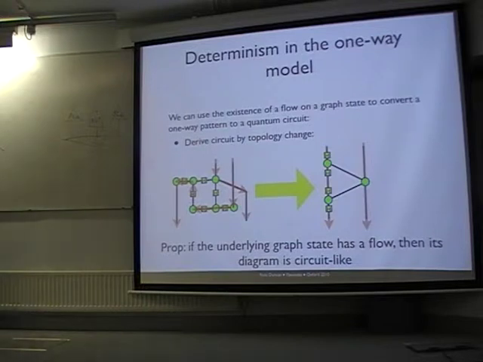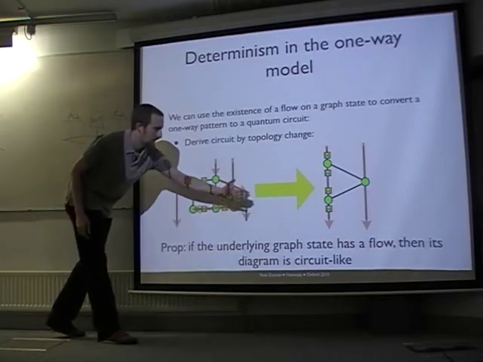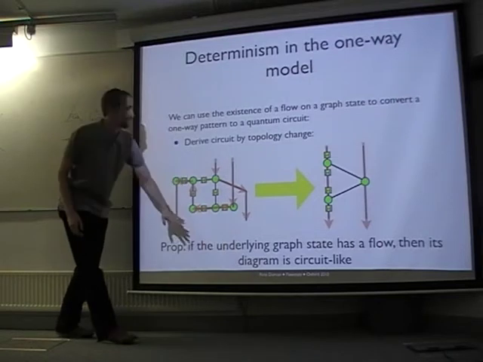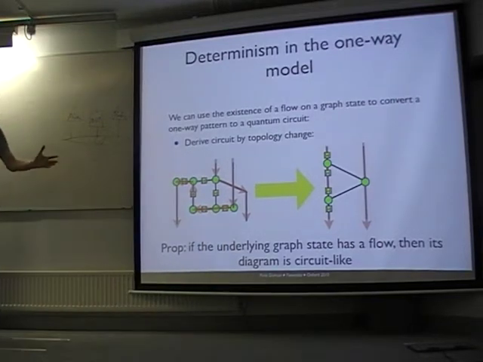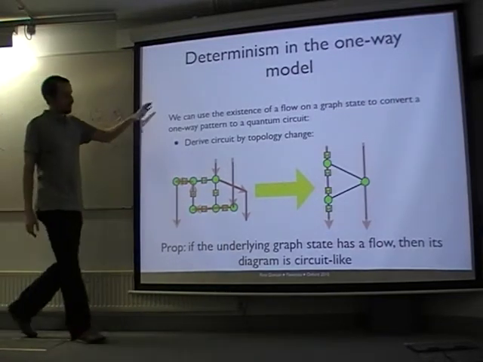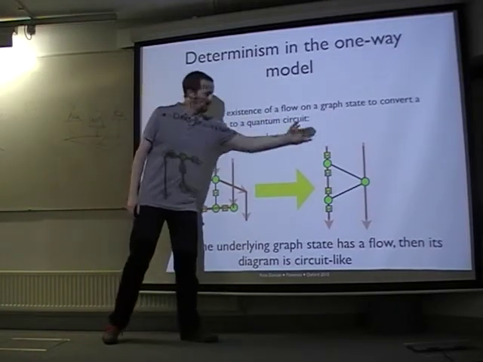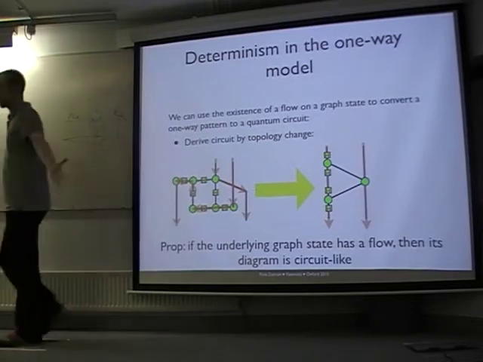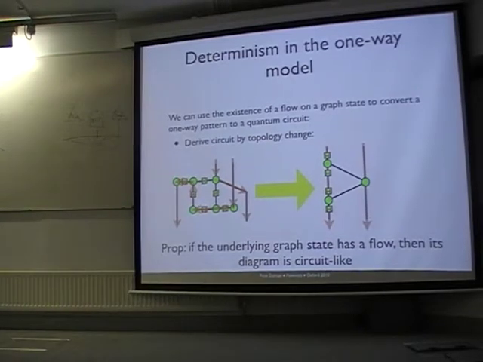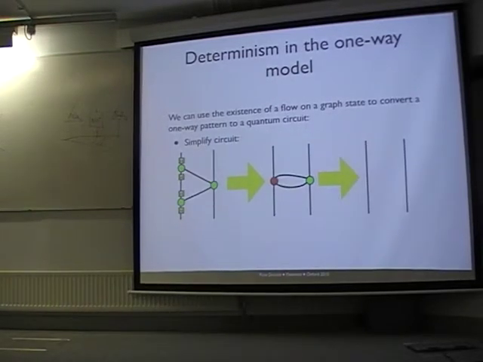But the main point is, if the underlying graph state has a flow, then the diagram you get is a circuit-like diagram. So see, the flow is really giving you sort of virtual flow in the measurement-based thing, is giving you a real temporal flow in the induced circuit. And so we can use some rules to simplify this and show that this was in fact the identity that I was given.